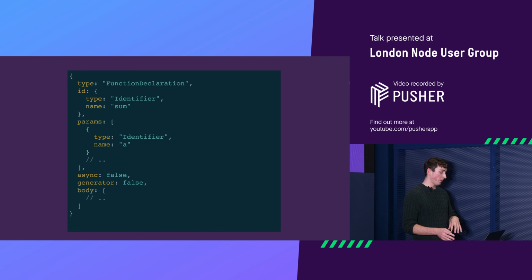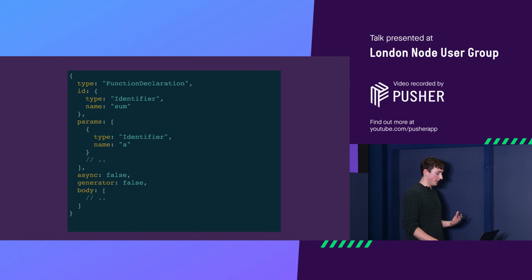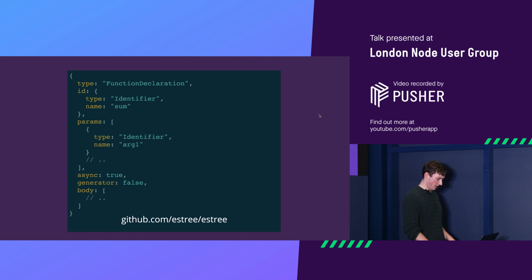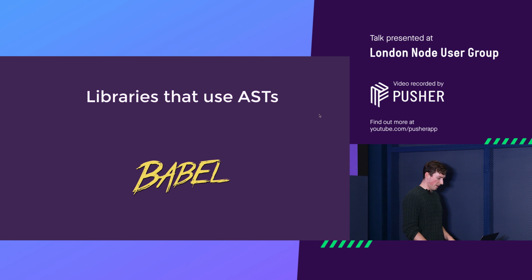And you can imagine that if we had a way of modifying this and then converting it back into source code, we could safely make changes to our source code. So by changing the param's name to arg1 and setting async to true, and then converting this back into source code somehow, we would get a new async function with a different param name. And there's a spec for this, the ESTree spec.